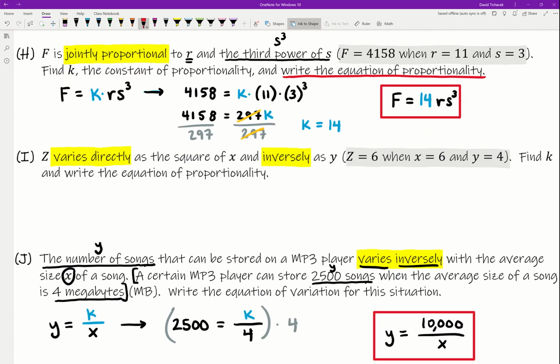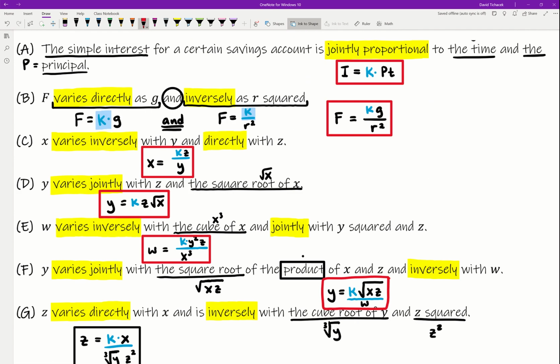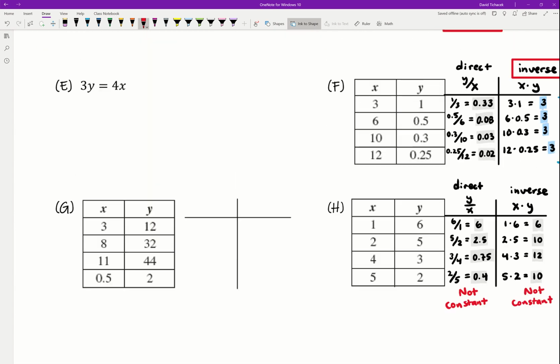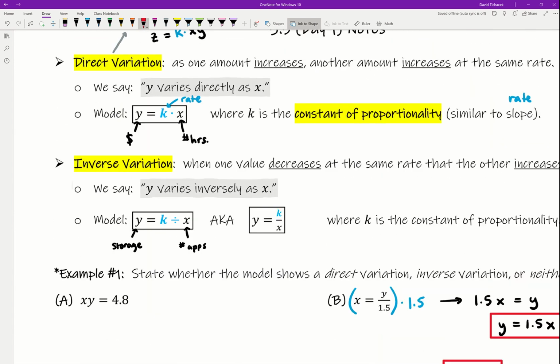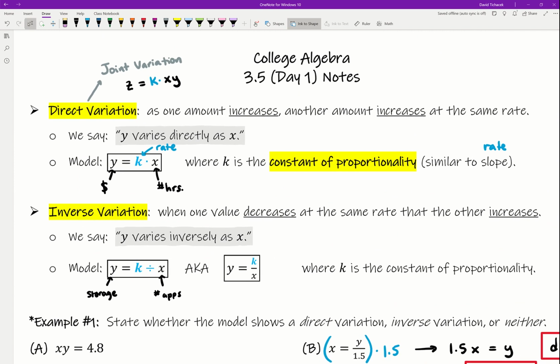Okay, and so that is going to do it for this video. Again, we took a look at a couple of different scenarios where we have direct, inverse, and joint variation, and wrote the models down for each one. So make sure you're clear on the difference.